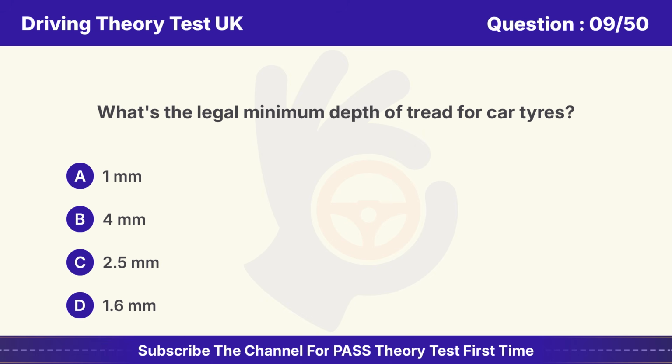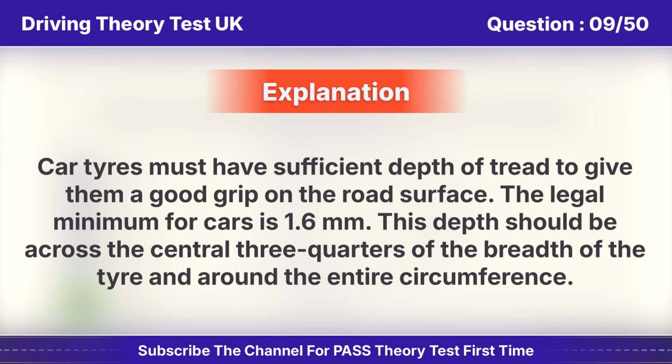Question 9. What's the legal minimum depth of tread for car tires? Answer is D. 1.6 millimeters. Car tires must have sufficient depth of tread to give them a good grip on the road surface. The legal minimum for cars is 1.6 millimeters. This depth should be across the central 3/4 of the breadth of the tire and around the entire circumference.